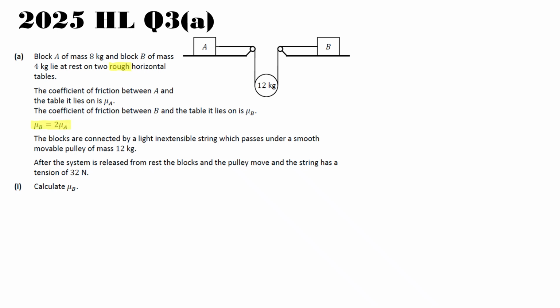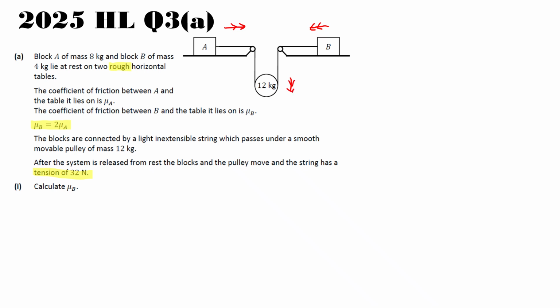That's important. And the blocks are connected by a light, inextensible string which passes under a smooth, movable pulley of mass 12 kg. After the system is released from rest, the blocks and pulley move and the string has a tension of 32 newtons. Okay, and that's important. So tension of 32. So when the system is released, we can make a good assumption that these A and B blocks are going to move inwards and our pulley will move downwards.